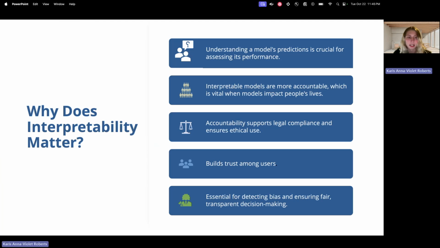Why does interpretability matter? It is necessary to understand why a model is performing and predicting the way it does. An interpretable model is intrinsically more accountable than a model that is not easily understood. Accountability is important when a model has direct effects on people. Accountability goes hand in hand with legal compliance to ensure that a model is ethical, builds trust among users of the model, and finally, interpretable models are important for bias detection and to ensure fair and transparent decision making.